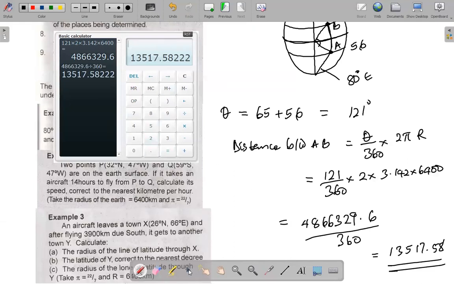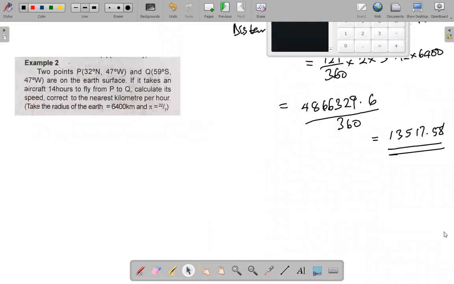So that is that for question 1. And let's move on to example 2. Okay, we'll move on to example 2, which says 2 points P and Q.